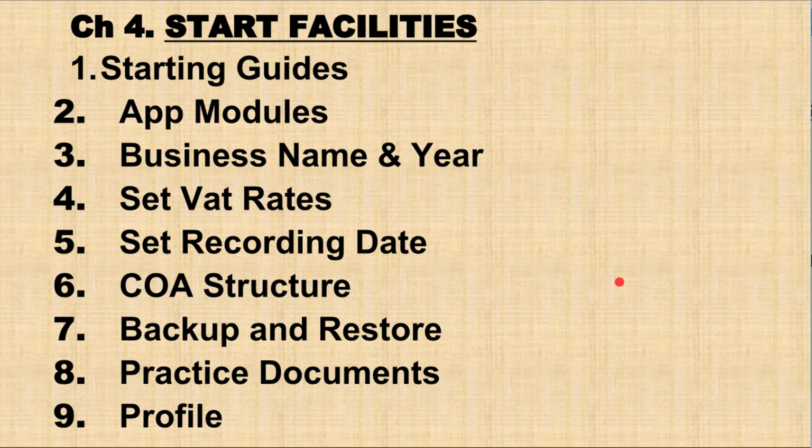Chapter number 4 looks at start facilities. Number 1 looks at the starting guides you go through. Number 2, the app modules. Number 3, the business name and financial year. Number 4 is setting VAT rates. Number 5, set the recording date. Number 6, the chart of account structure. Number 7, backup and restore. Number 8, practice documents. And number 9, the profile.